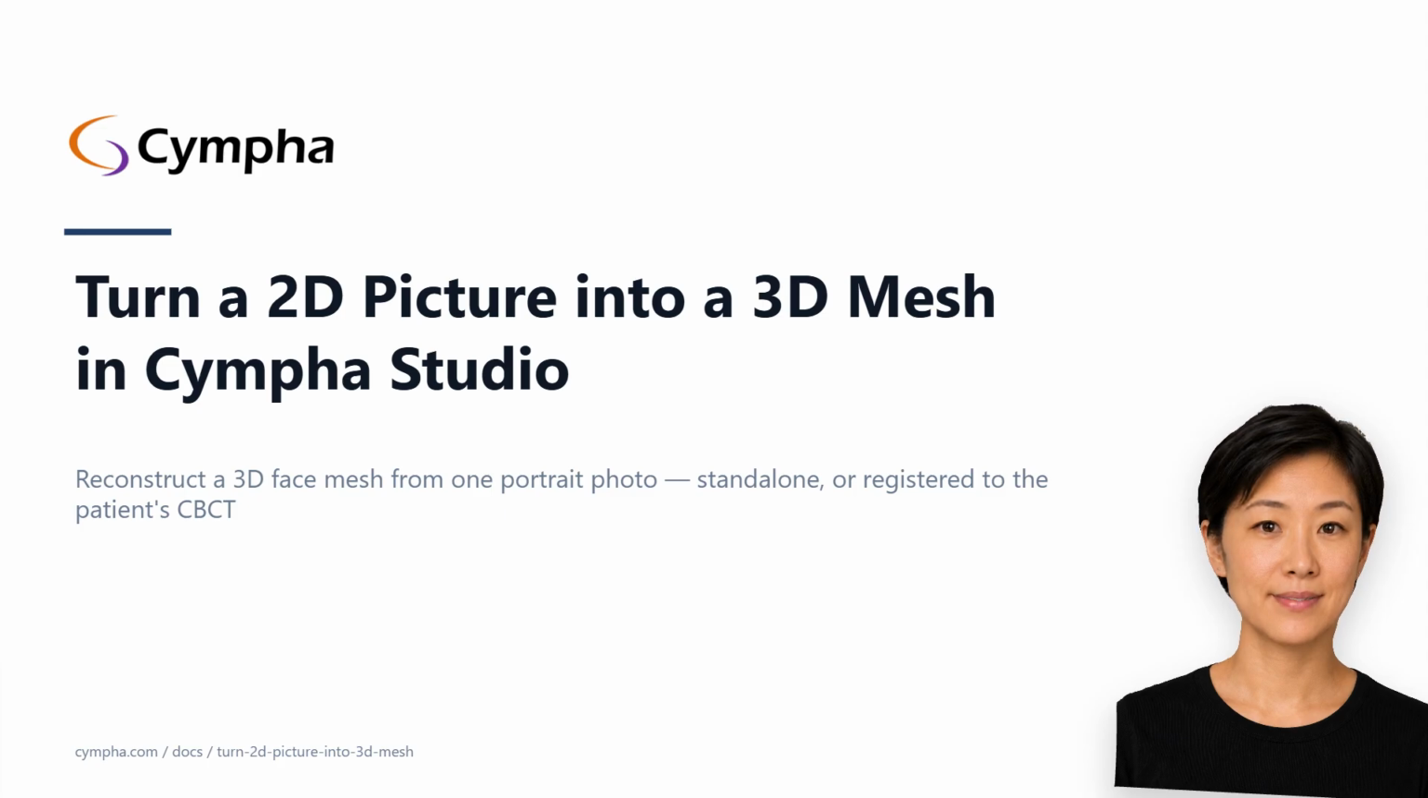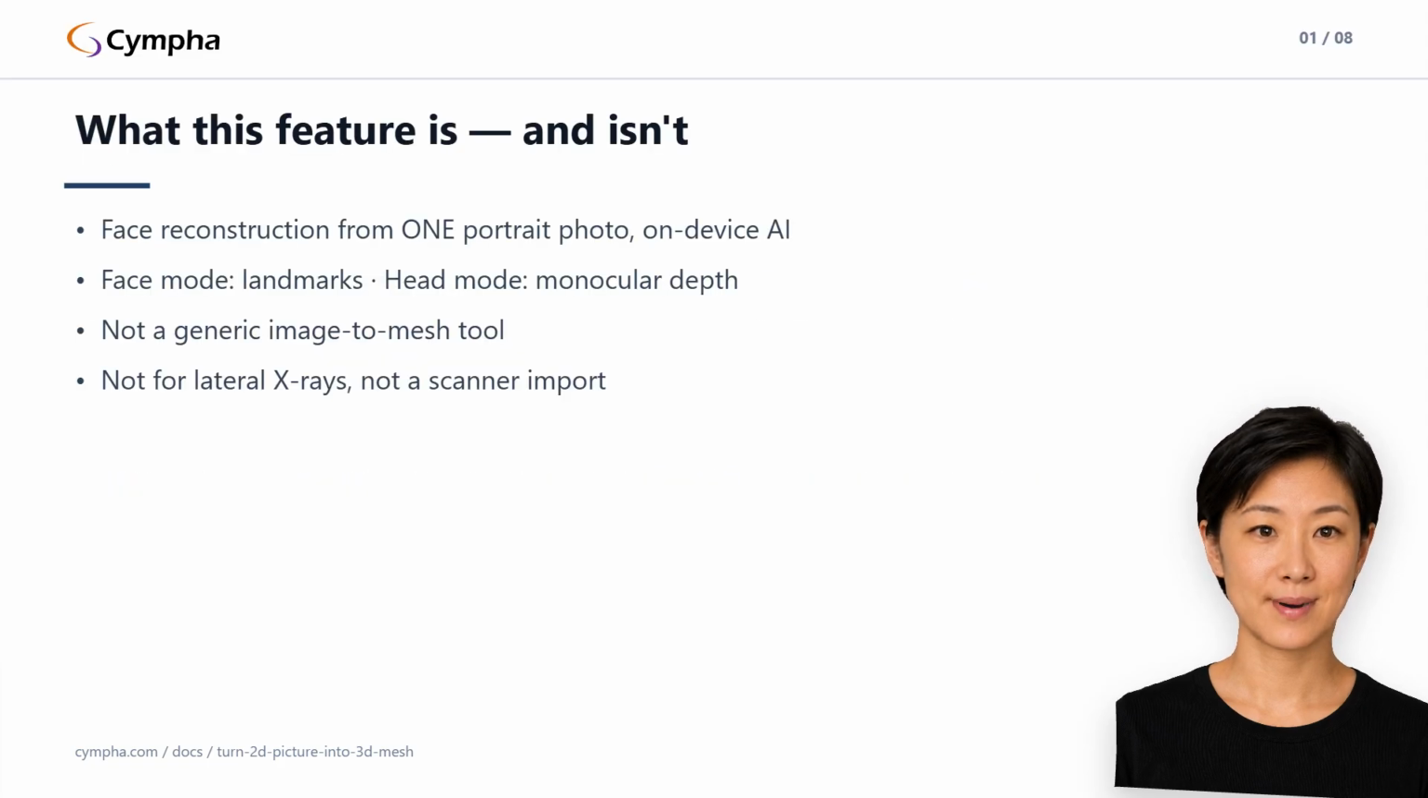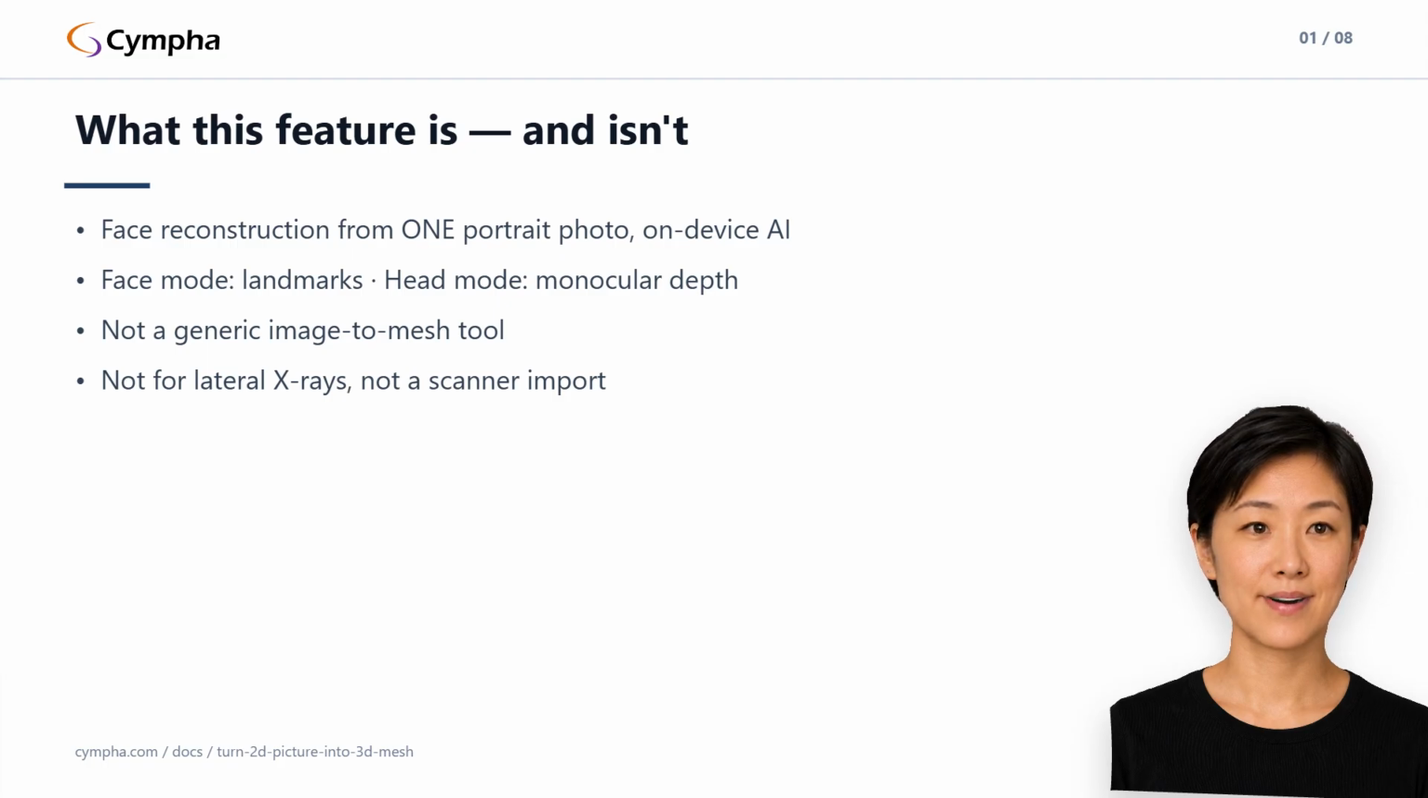Set the expectation first, because the name invites bigger dreams. Studio's 2D to 3D action is a face reconstruction. It estimates a three-dimensional face mesh from one portrait photo, using AI that runs on your device, facial landmarks for the face mode, monocular depth for the head mode.